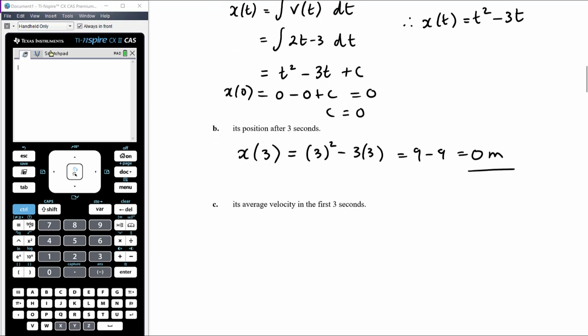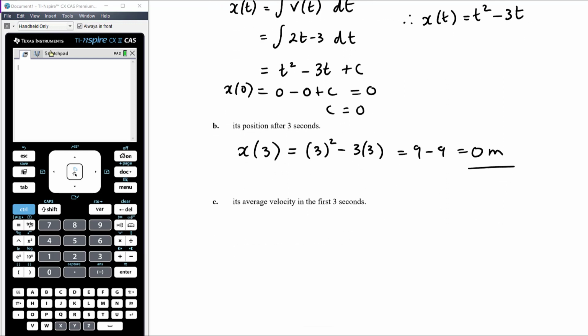Find its average velocity in the first 3 seconds. This is where students get average velocity wrong all the time. Remember, velocity is change in displacement over change in time. So if you want average velocity, the average velocity is change in displacement over change in time.